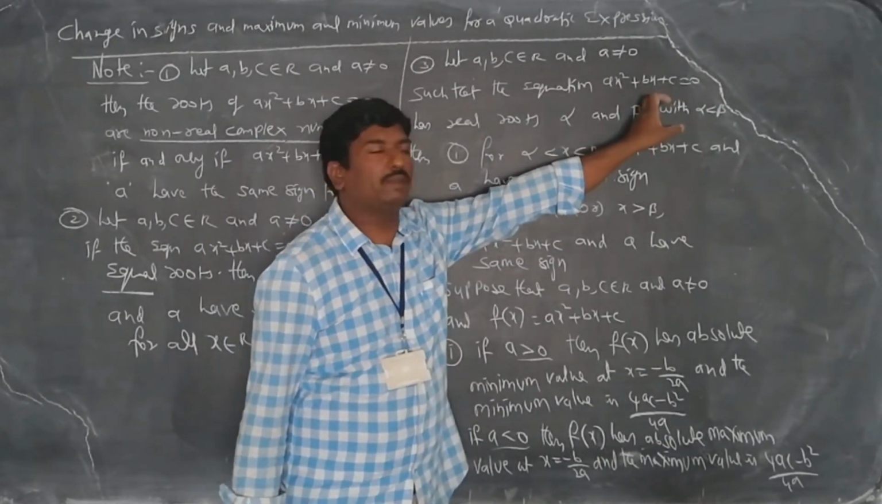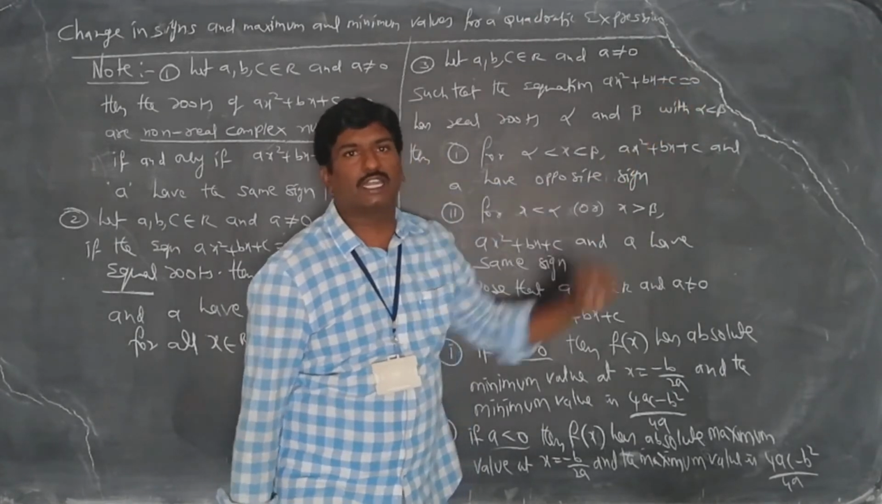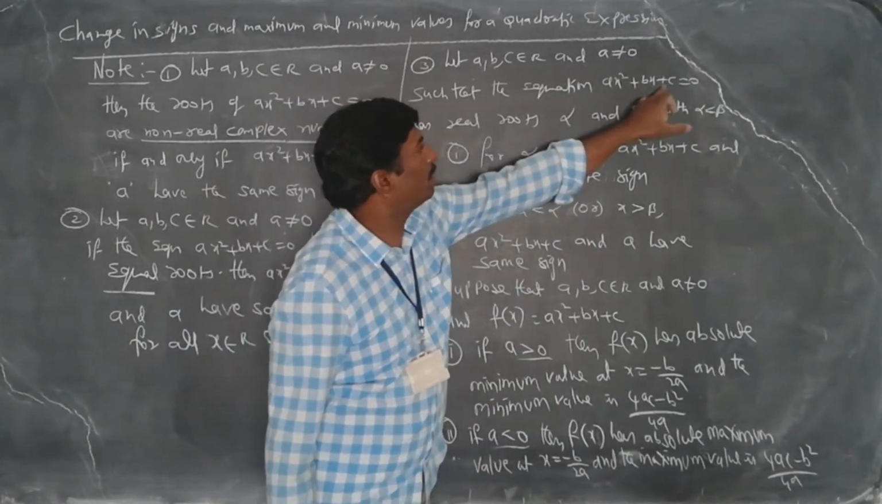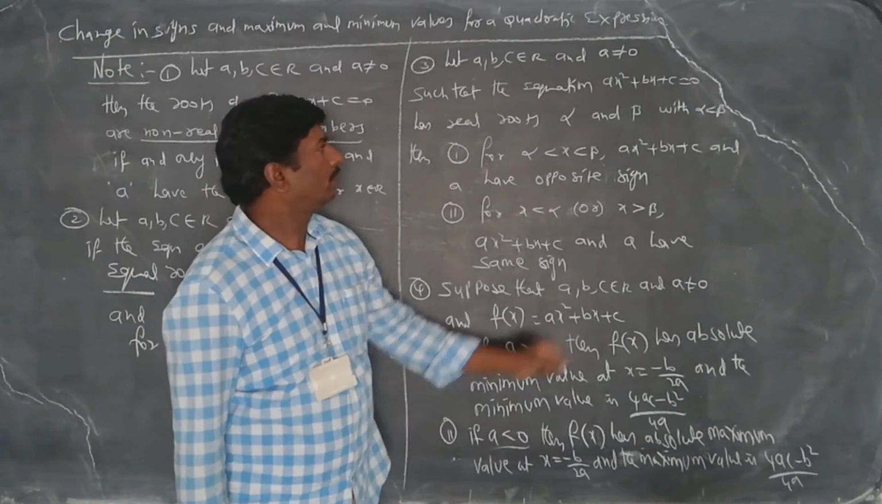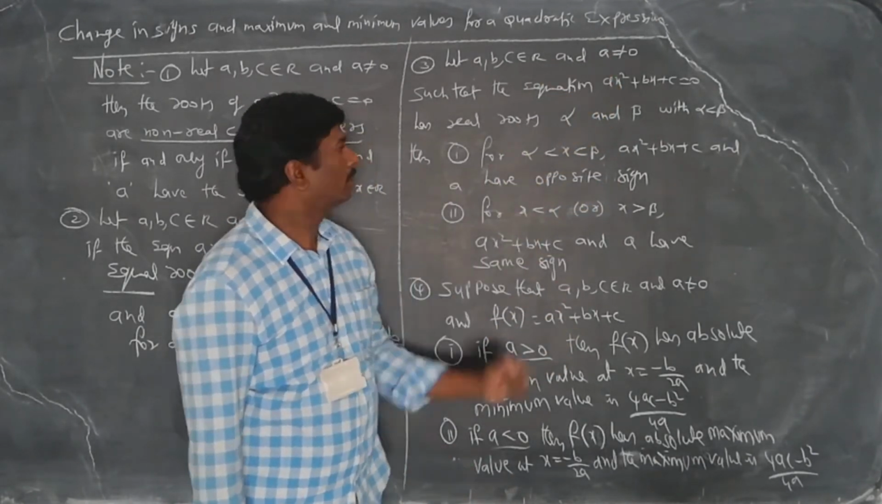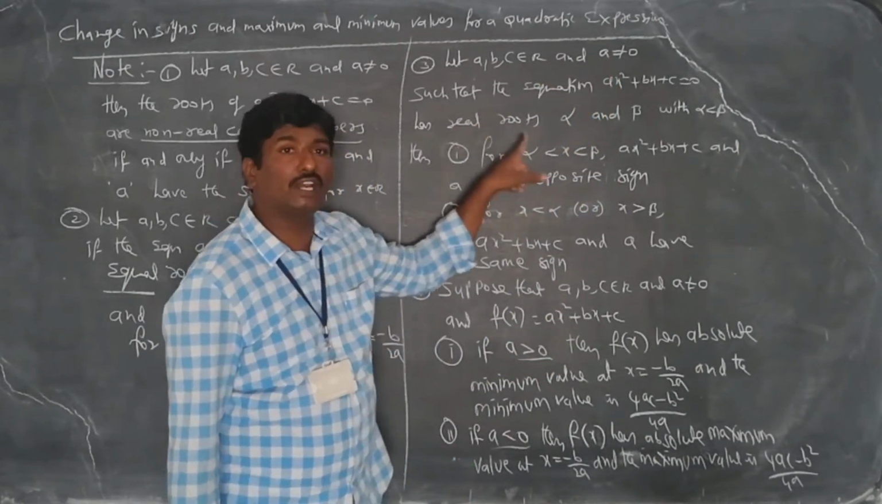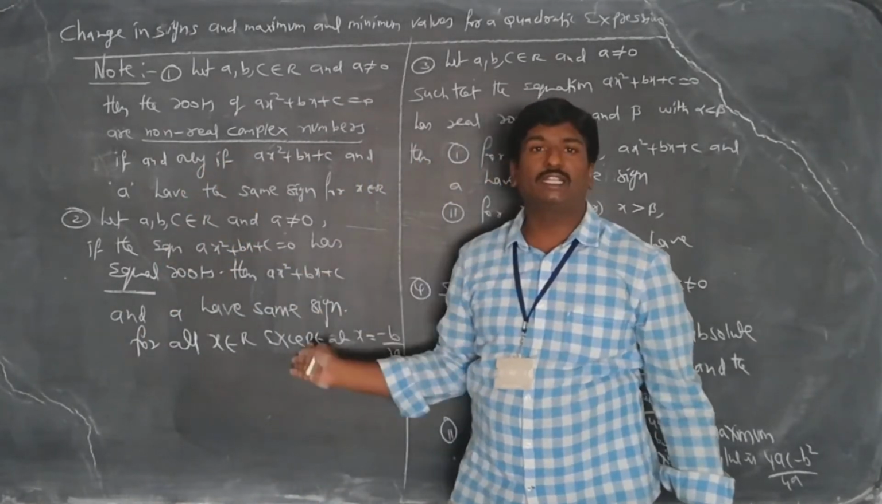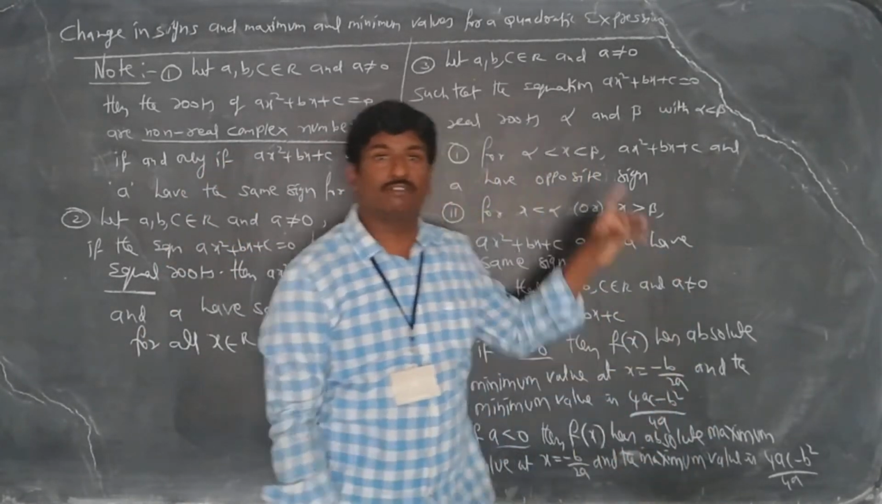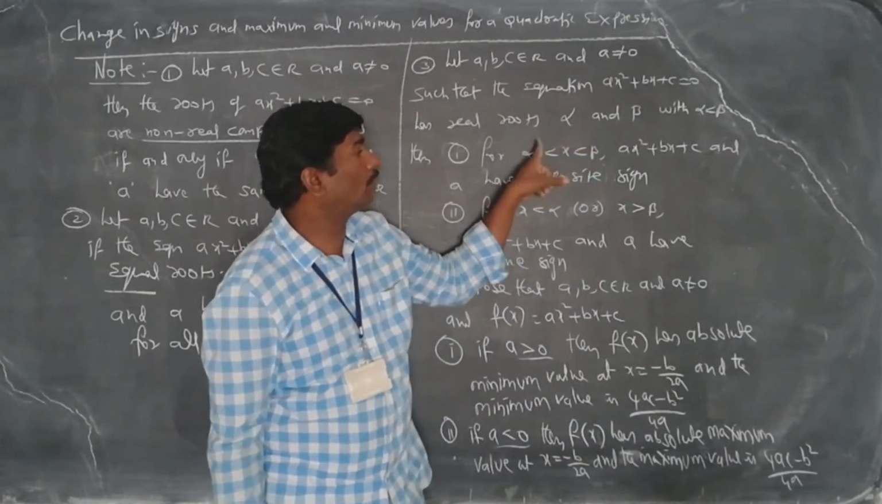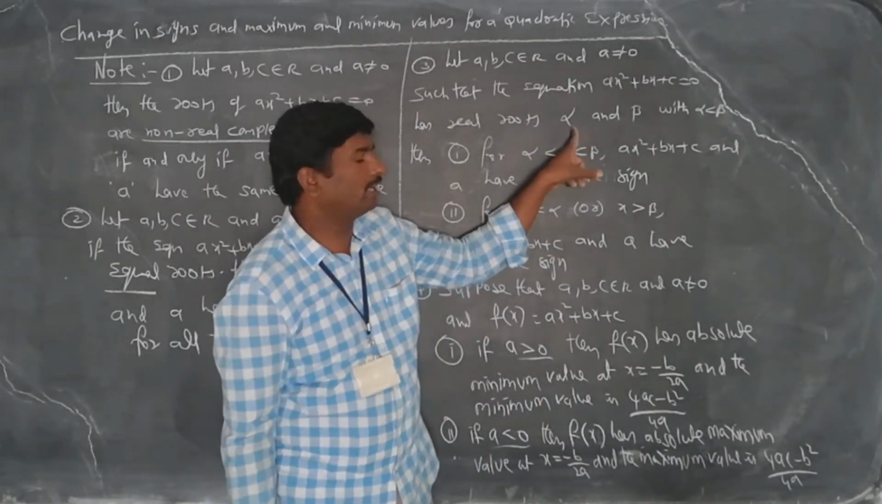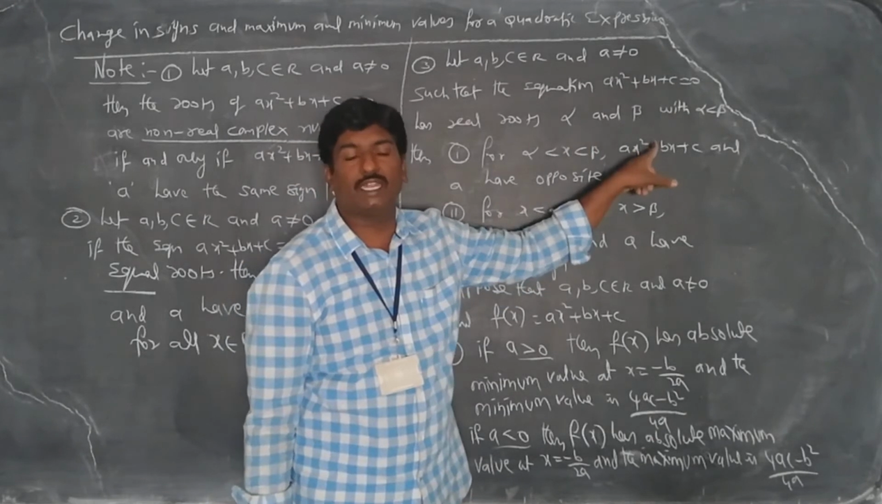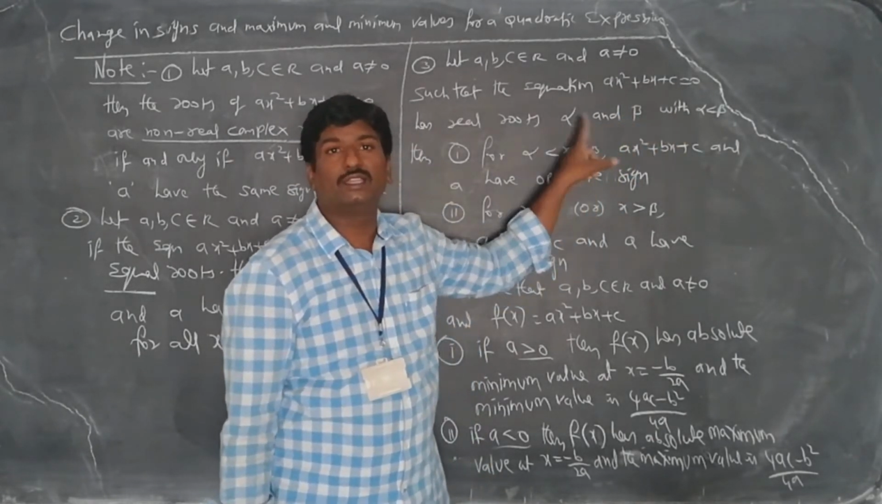Ax square plus bx plus c equal to 0 is a quadratic equation where a, b, c are real numbers, where a is not equal to 0. So what is it saying? It has real roots. Before that, it had non-real complex numbers, and there the roots were equal. But here the roots are real roots. Here it is taking two roots, alpha and beta. They are real.